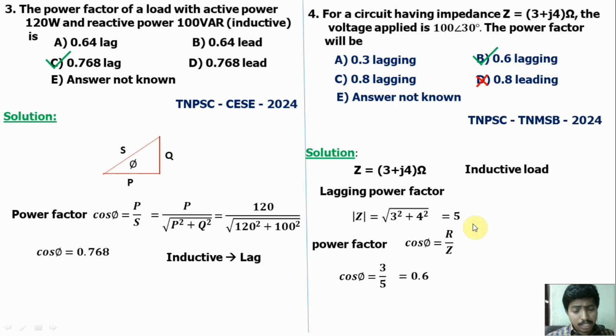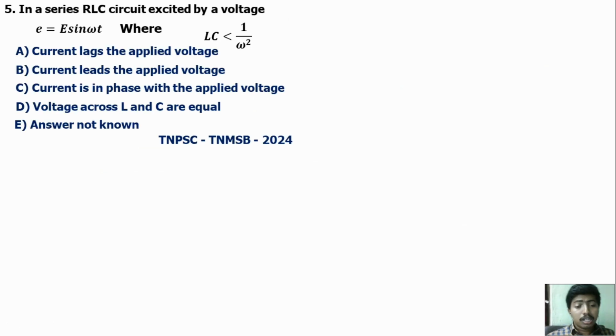Okay. Next, fifth question. Final question. This question is from TNPSC Tamil Nadu Municipal Water Supply Board Examinations 2024. Here we have to find whether current lags the voltage or leads the voltage. The condition is given. From the condition we can find. XL and XC values are given. Here we may rewrite this equation.